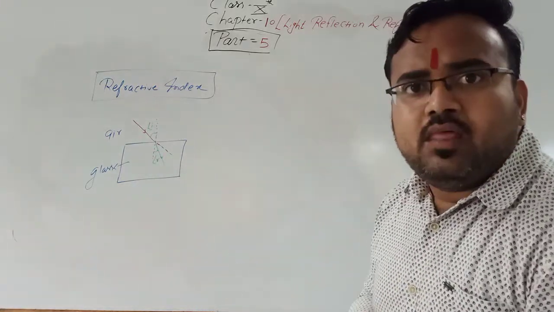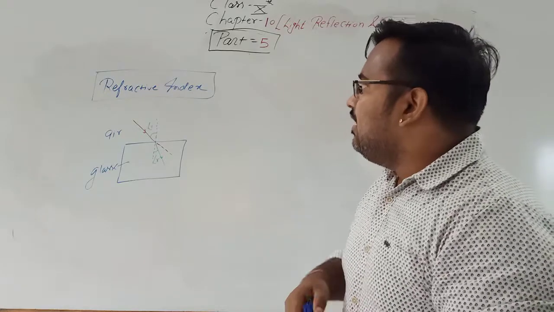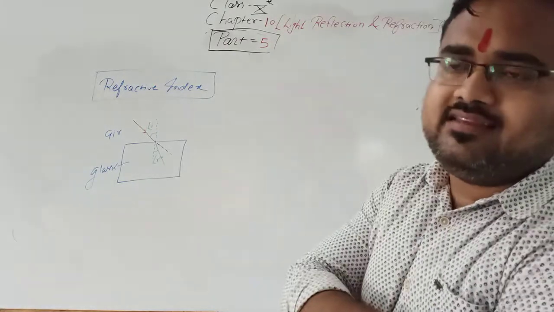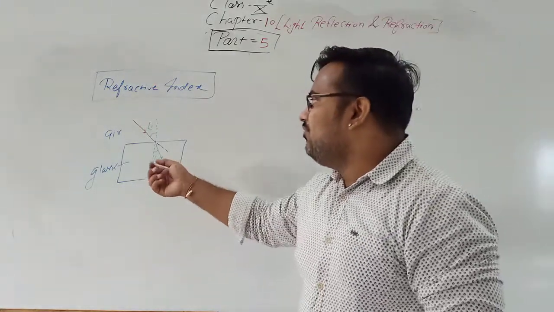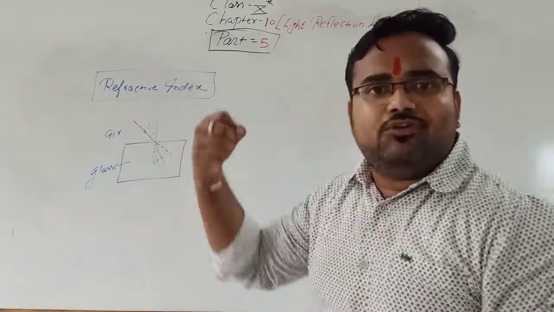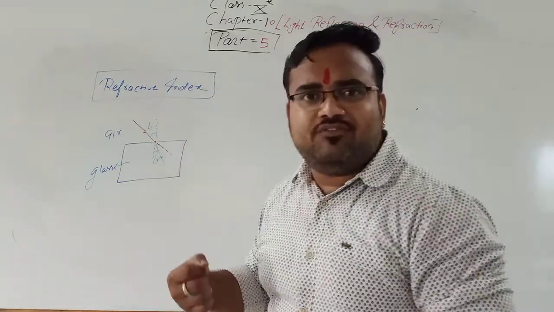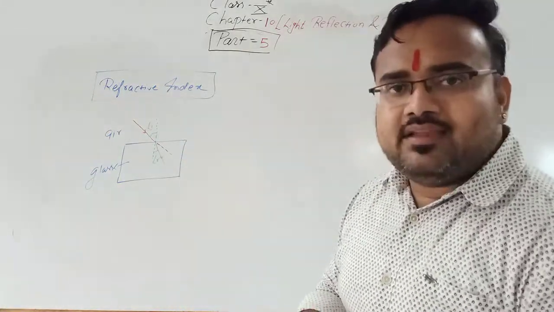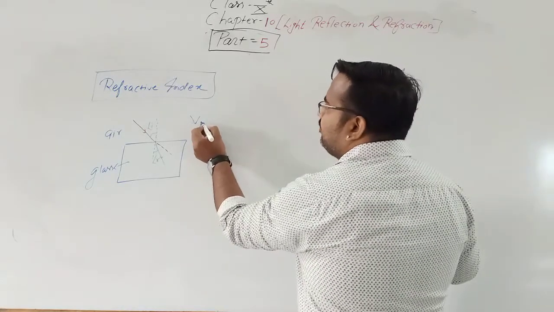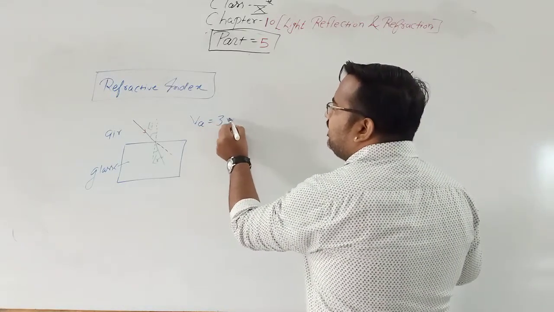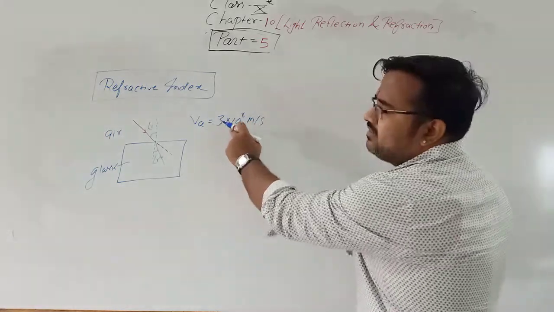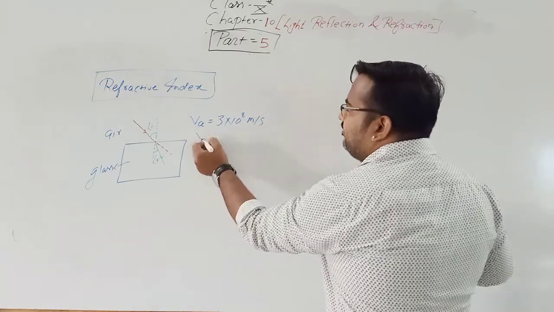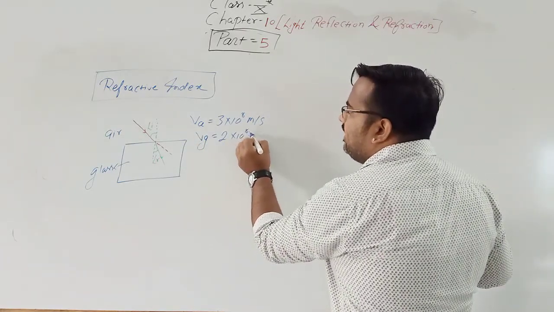Clear? Now, what is refractive index? The refractive index is a unit which is used for measuring the optical density. Now, what is optical density? For example, the velocity of light in air or vacuum is 3 into 10 raised to 8 meter per second. This is fixed. And for example, the velocity of light in glass is 2 into 10 raised to 8 meter per second.